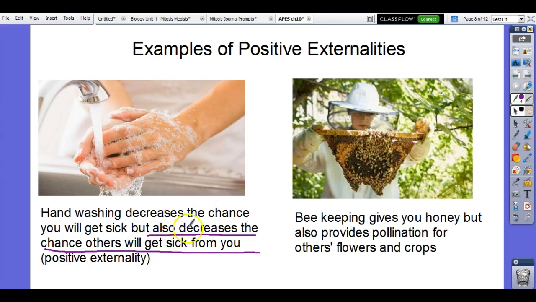So again, an externality is something that either benefits or hurts somebody else that you don't usually think of in that scenario. So sure, you think about washing your hands for yourself, but how does it benefit or hurt other people? Beekeeping. It gives you honey, so that's what it gives to you, but the externality is it gives pollination for other people. You don't control where those bees go. Those bees are going to go help pollinate other people's flowers and crops. So by raising bees, other people get benefits from your service.